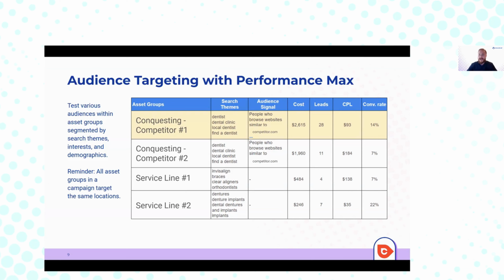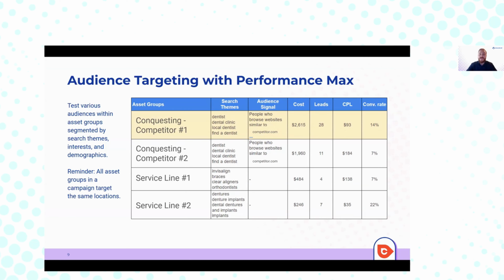We were able to actually draw a very strong cost per lead and a very high conversion rate that over-indexed against traditional search campaigns by having our Pmax campaign conquesting not only the competitors, but by feeding it more data points and adding these search themes in here. This allowed the Performance Max campaign to really start firing on all cylinders. And as I mentioned before, you can have multiple asset groups within one Performance Max campaign.